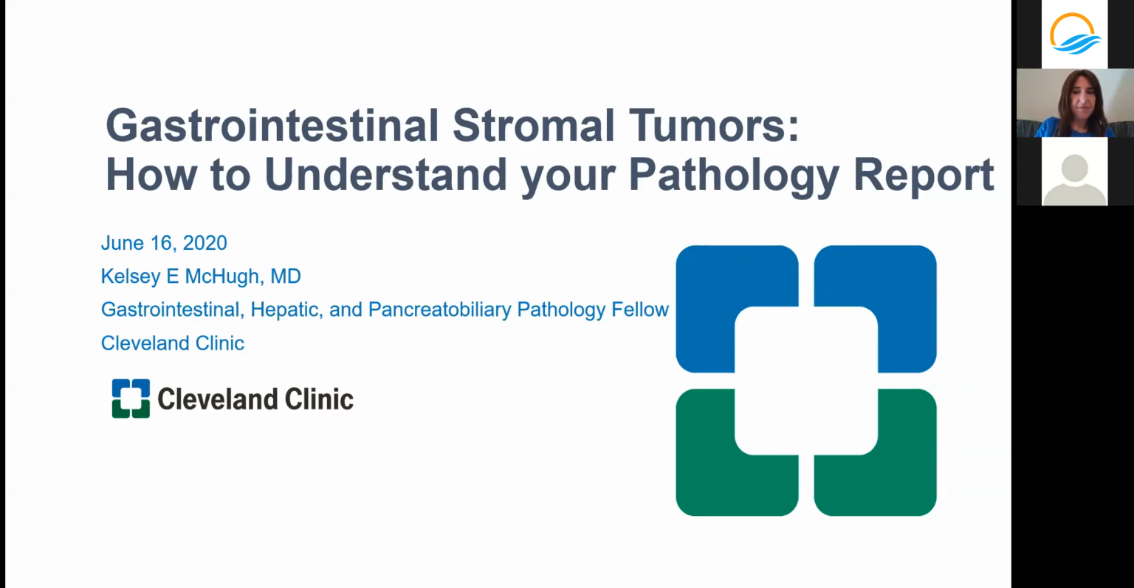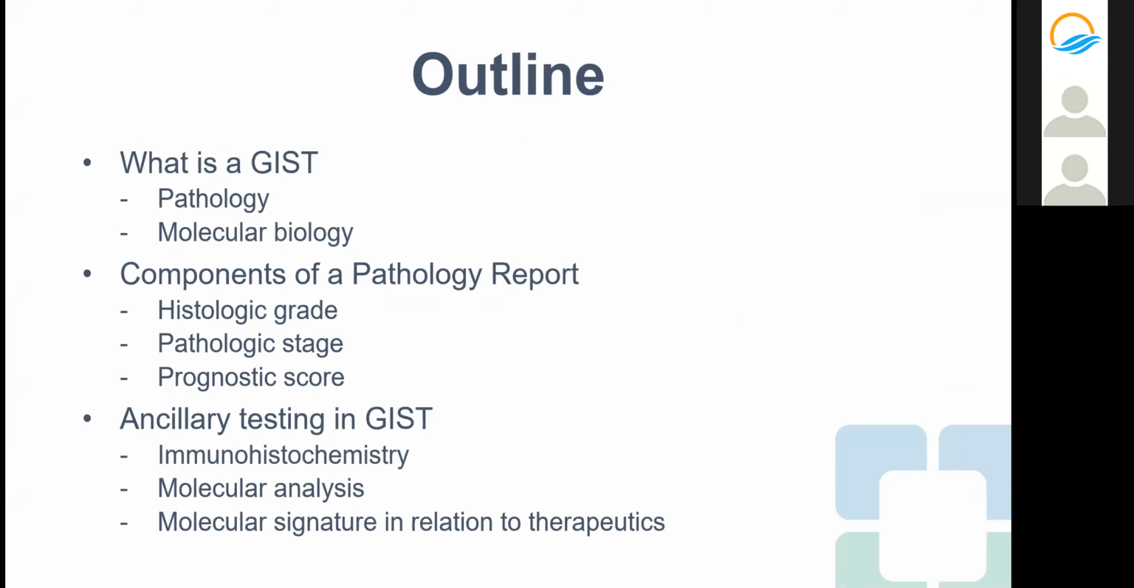Thank you so much, Sarah, for that kind introduction. As she mentioned, today we're going to be talking about gastrointestinal stromal tumors and how to understand your pathology report. Here's an outline of what we're going to be discussing today. We'll start by reviewing the pathology and molecular biology behind gastrointestinal stromal tumors. Through this review, we'll then see how the components of a pathology report get generated, and we'll discuss what each component means. And finally, we'll close with a review of the ancillary tests that pathologists can order on tissue from GIST tumors and see how those results help guide therapeutic decision-making.